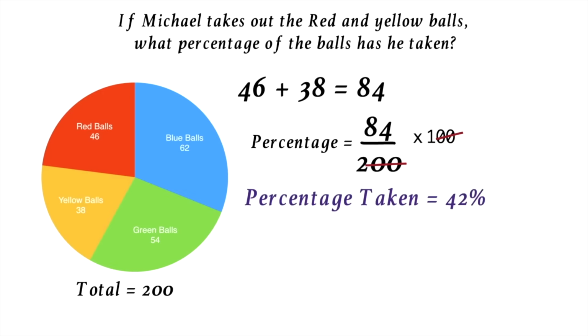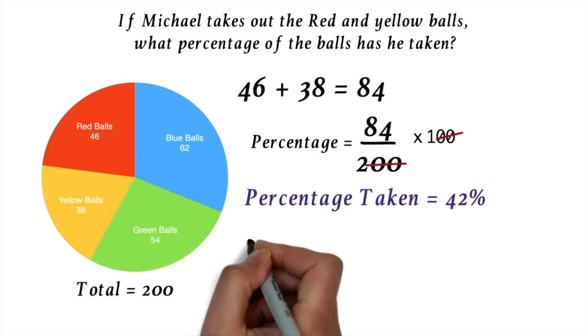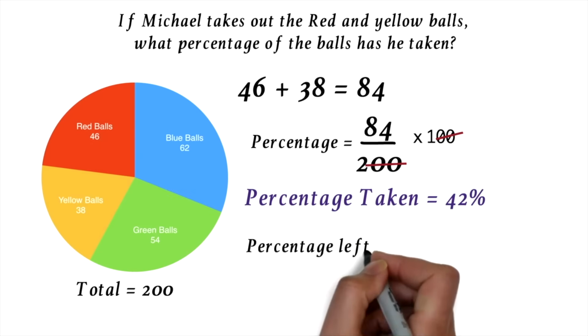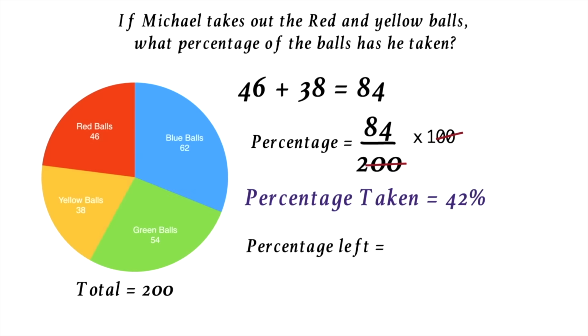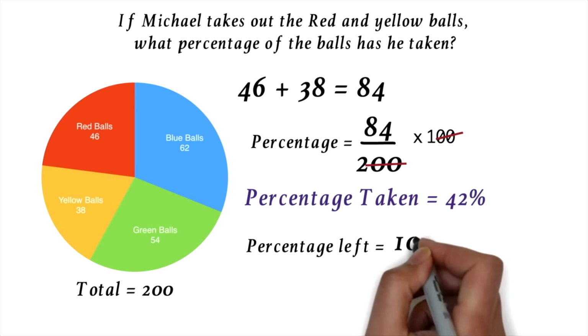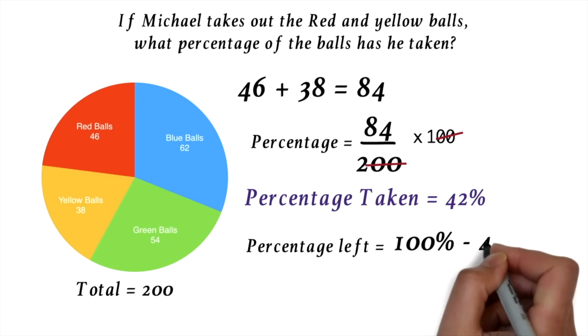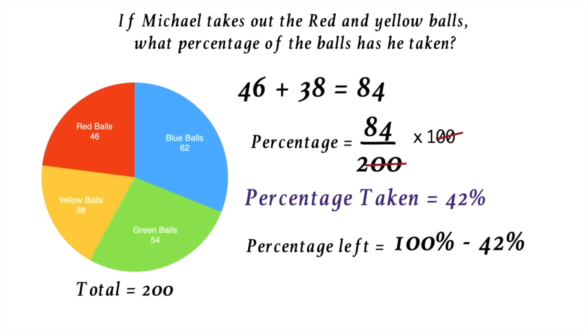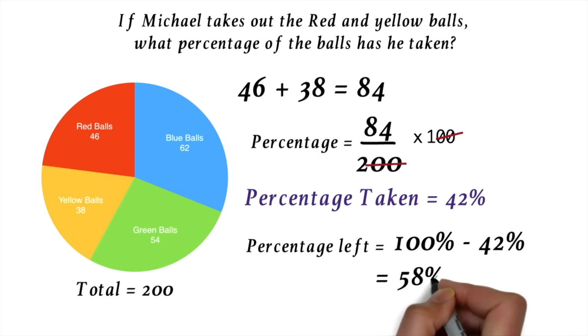Instead of being asked how much he's taken, you could have been asked the percentage that is left. We know he's taken 42% out of a total of 100%. So we can just subtract 100% minus 42%. This will give us 58.